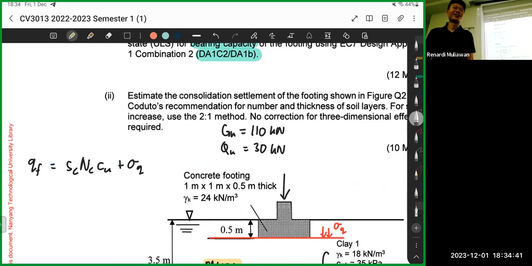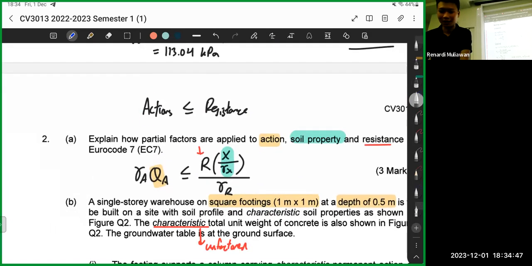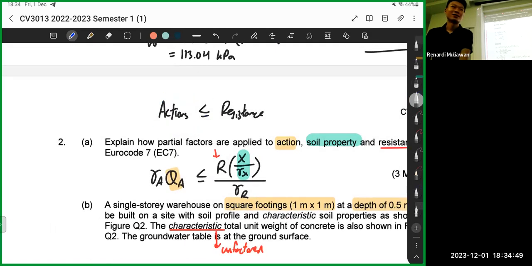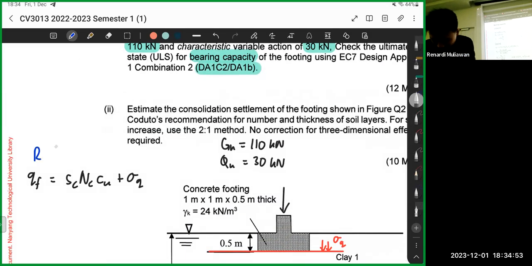I'm quite jumping around actually. But anyways, to check you need the actions and resistance, right? Let's do the resistance first, why not? You can do the actions first, but same thing. So let's do the resistance first.